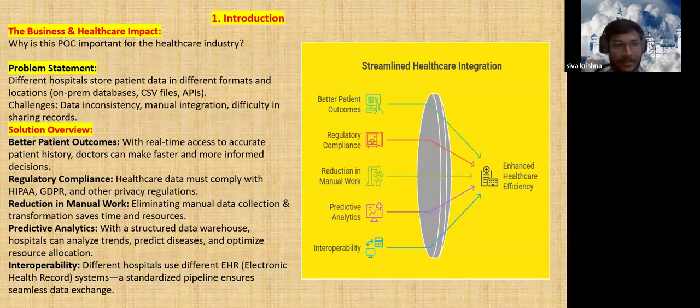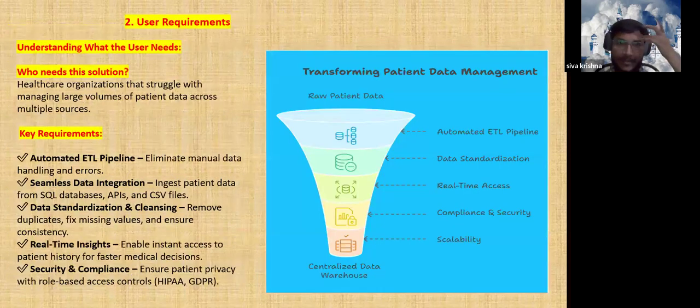And the fifth one is interoperability. Basically, different hospitals use different electronic health record systems. They are taking the data from these electronic health records and also offline, so it is very difficult to access the data from one centralized place. So these are the outcomes we'll get while developing this solution. Now we will see the user requirements.